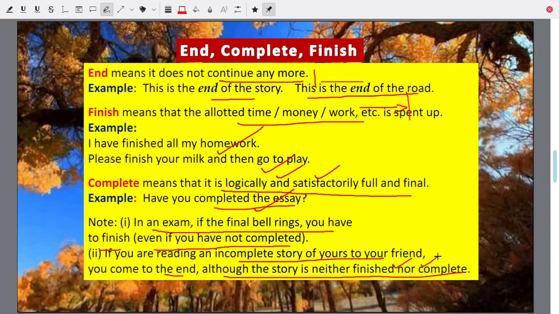Or think of a storybook in which some of the pages are missing. You come to the end of the story, end of the book, but the story is not finished because some of the pages are missing.